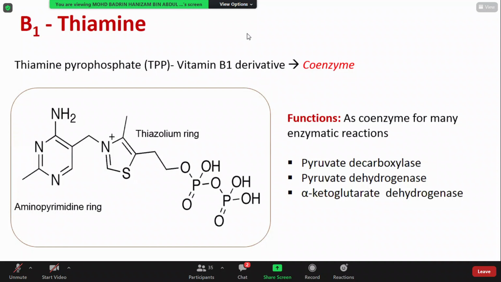And alpha ketoglutarate dehydrogenase. Who wants to volunteer? The name is there, alpha ketoglutarate, dehydrogenase. What is the dehydrogenase going to do with alpha ketoglutarate?